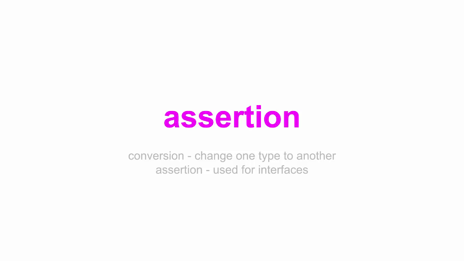And then here's assertion. So conversion is change one type to another. Is that the right wording, or would you use different wording? Is that what you just said? No, because it's not changing it. No, it is. It is changing it. Effectively, it's making a copy of it. Making a copy. Type.